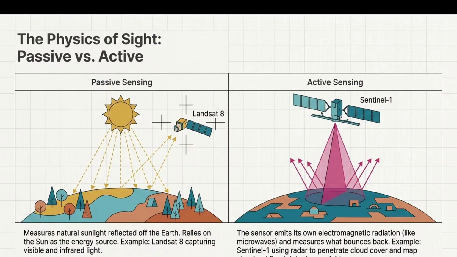So these are the two types, passive and active. The main difference is the sun's energy. Suppose Landsat, Sentinel, MODIS: this type of sensor just uses the sun's energy, but active sensing emits its own energy. It does not depend on sunlight.